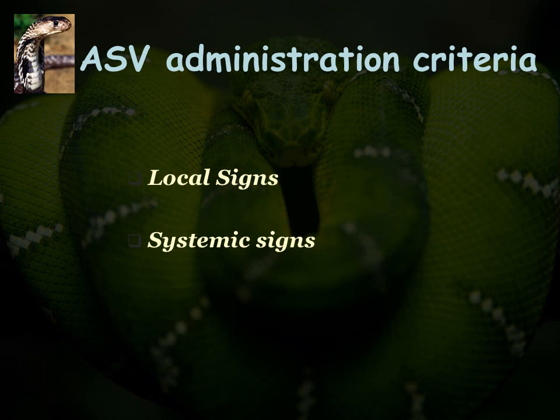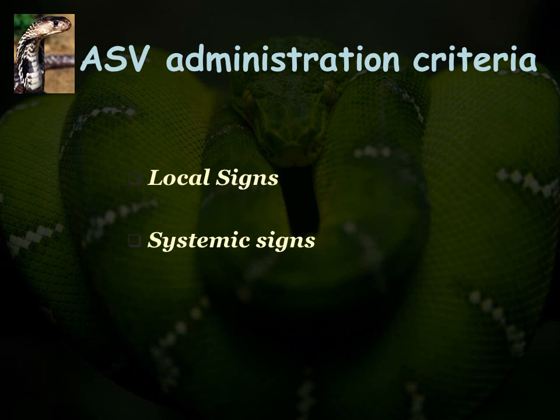Okay, so what are the local signs? Again, I am repeating: if there is a huge swelling of the bite site. Number two, if there is a tender lymphadenopathy. If we find that the swelling is going on at a very rapid pace, or if we see that there is spontaneous bleeding from the site where the bite has occurred. So these are the signs that we're looking for to administer anti-snake venom.